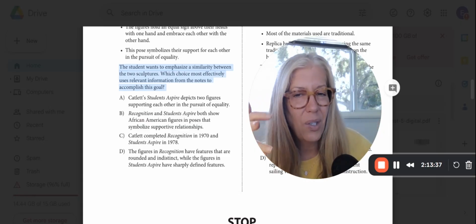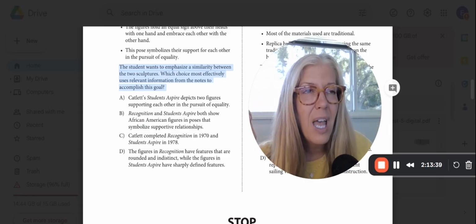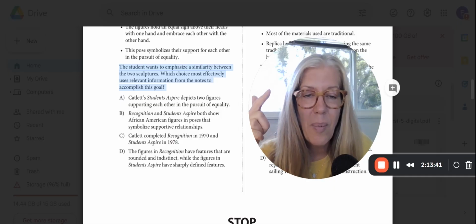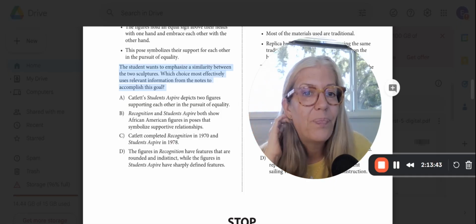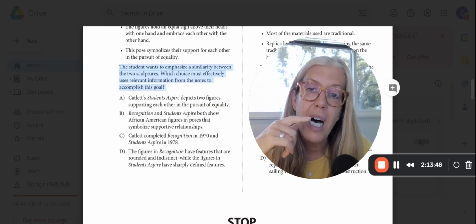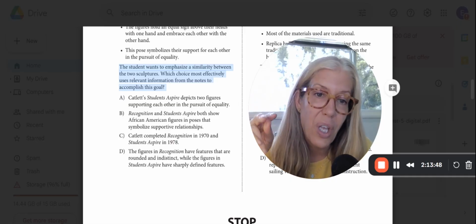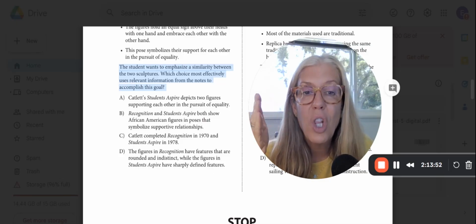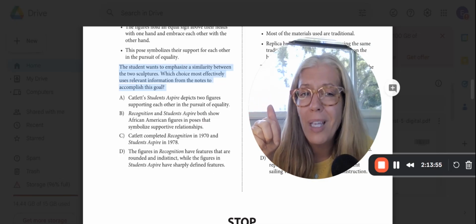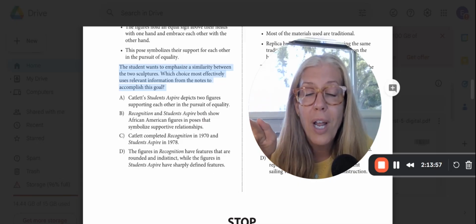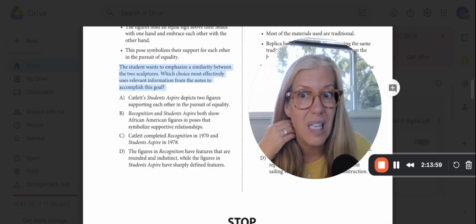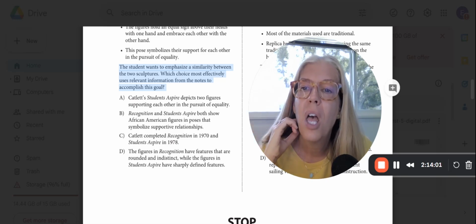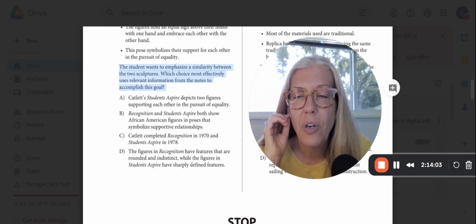That's why kids could get these ones wrong. These are expression of ideas. Remember, I mentioned that at the beginning. Expression of ideas, and these and transition words are the only two sections of the test in expression of ideas. So if you got low on expression of ideas, it's probably either you don't know your transition words or you ran out of time and just didn't see how simple these questions are. So the student wants to emphasize a similarity between the two sculptures. Only one of these is going to have a similarity between the two sculptures.